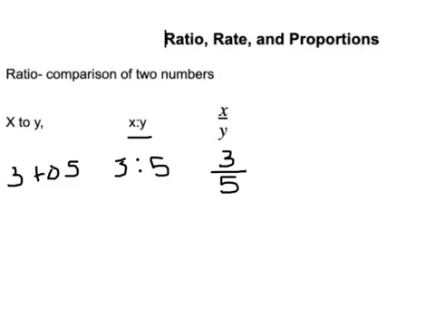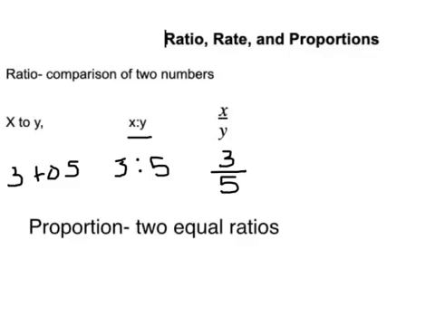The next thing is a proportion. A proportion is when we have two ratios that are equal, or basically two fractions that are equal. So we'll keep with the fraction 3 over 5. 3 over 5 is the same thing as 6 over 10. So these are considered proportions because 3 over 5 is the same thing as 6 over 10.